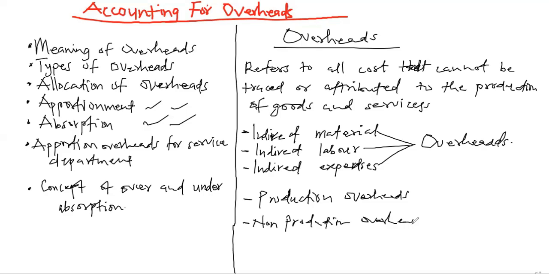When we talk about the production overheads, what do we mean by that? They are overheads that are incurred in the production process. During your production of goods and services, the indirect cost that you incur in the production process is what we see as production overheads.